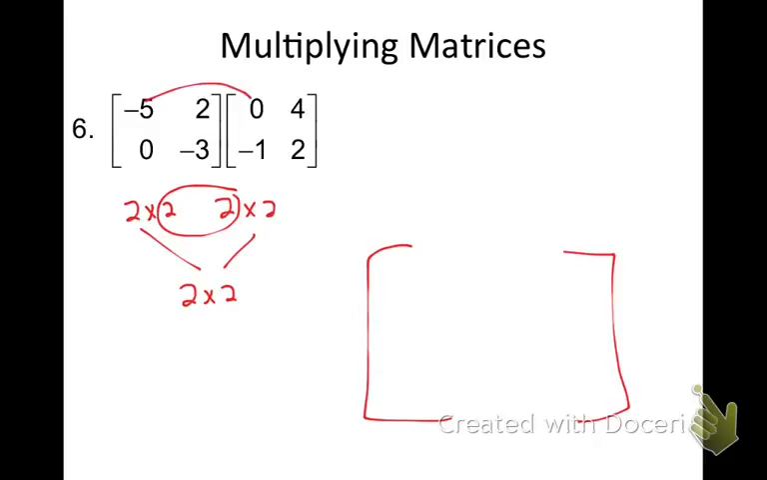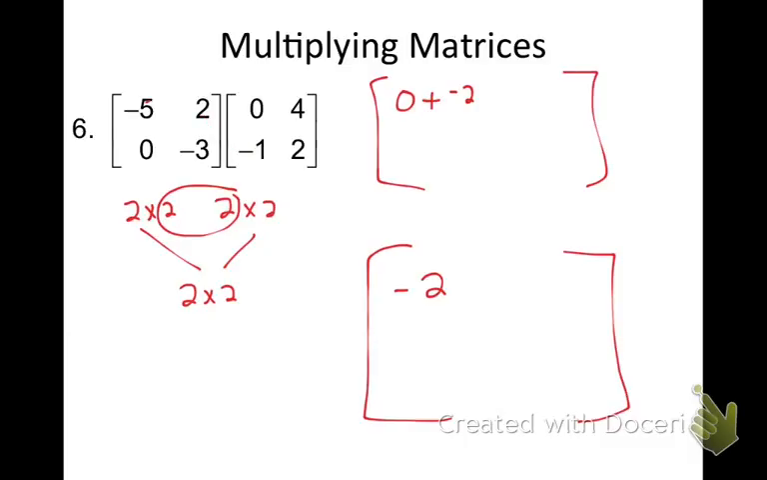What's negative 5 times 0? 0. Negative 5 times 0 is 0. Plus 2 times negative 1. 0 plus negative 2 is? So the first one is negative 2.